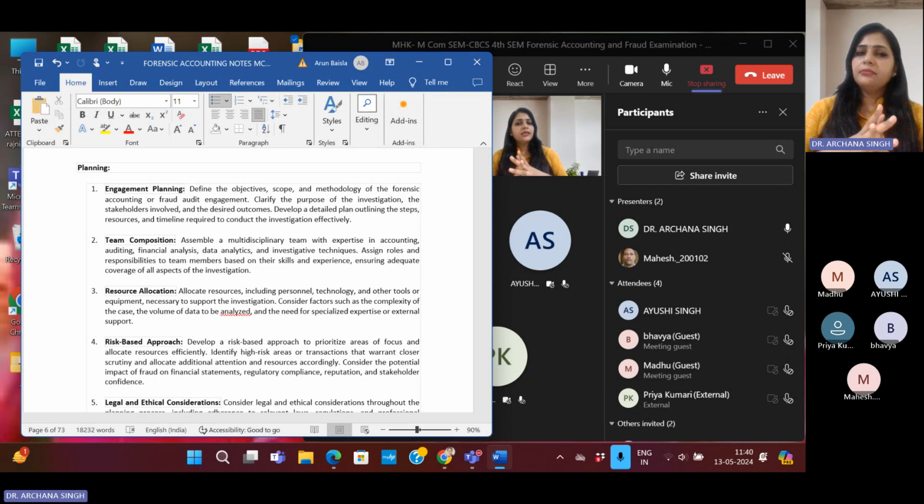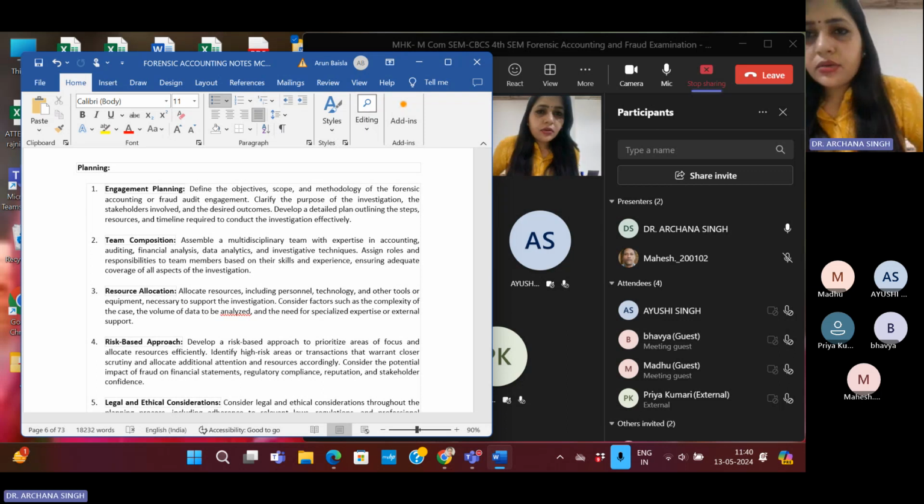Experts are there, now team members. So each team member should know about their responsibility based on their skills and experience, with adequate coverage of all aspects related to the investigation. Then next is resource allocation.